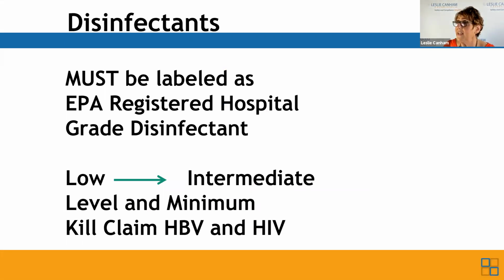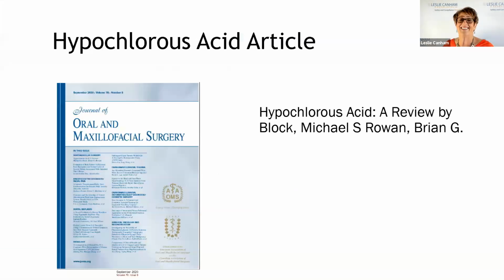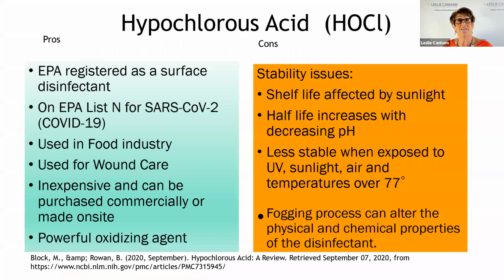Many times people ask me about hypochlorous acid, and there's a great article that was published last month in the Journal of Oral and Maxillofacial Surgery. I'm just going to give you the cliff notes of that. The pros: EPA registered as a surface disinfectant. So hypochlorous acid is a good surface disinfectant. It is effective against SARS-CoV-2. It's used in the food industry. It's used in wound care. It's inexpensive, and you can buy it commercially or you can make it on site, and it's a powerful oxidizing agent.